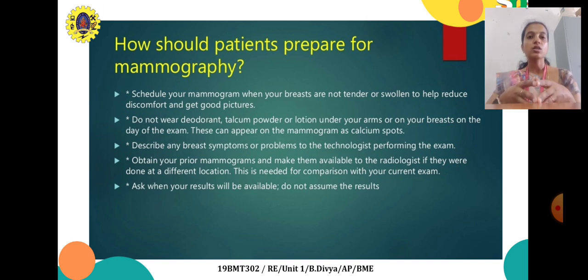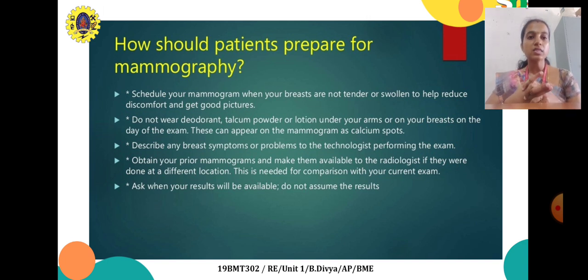Next, do not wear deodorants, talcum powders or lotions under your arms or on your breast on the day of the exam. When we are going for a mammogram, we are not supposed to use any of these. Why? Because they can appear on the mammogram as calcium spots, which will be very difficult to identify, right?